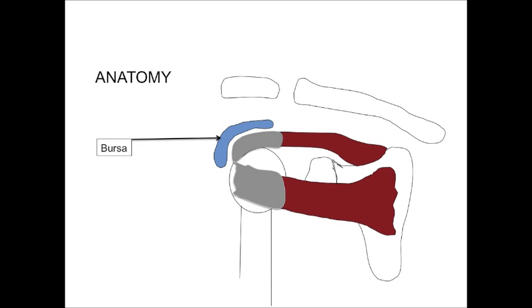The bursa is a little fluid sac, kind of like a balloon if you will, and it helps things glide a little easier, and we have them all over our body by all of our joints.